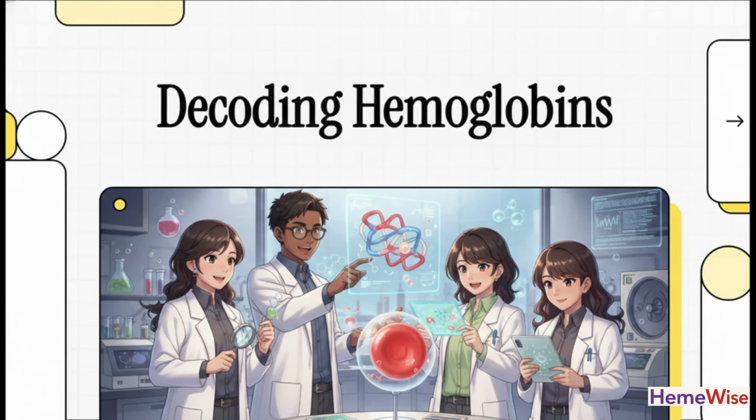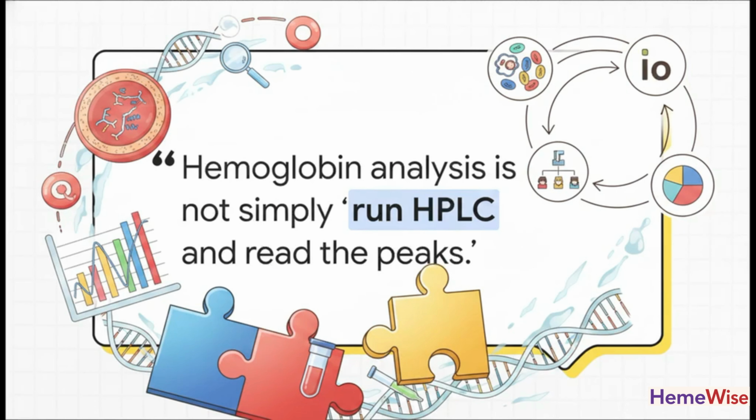Let's get started. Okay, let's dive into this with a quote that perfectly sets the stage for our entire investigation. Hemoglobin analysis is not simply run HPLC and read the peaks. You see, doing this right isn't just about glancing at a printout from a machine. It demands a totally holistic integration of multiple clinical data points. We have to look at CBC indices, peripheral morphology, iron status, quantitative fractions, and sometimes even family history. We are solving a giant puzzle, and the machine's output is really just our very first clue.